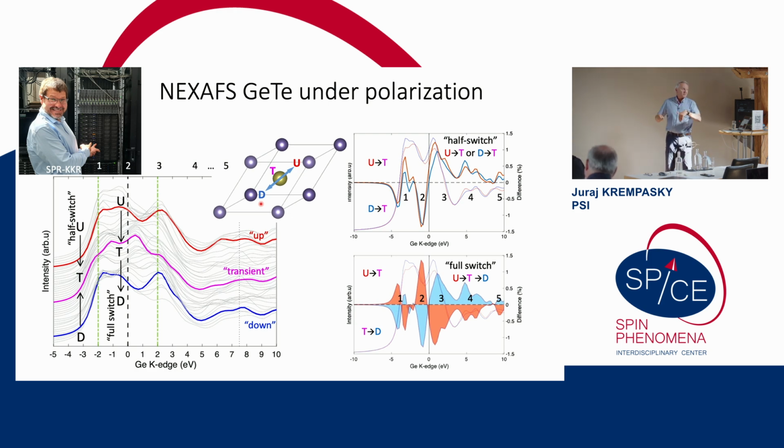And we can now consider simple difference spectra, like shown here. What happens under a half switch, like when I go from up to transient or from down to transient? This is what we measure. Now we can ask ourselves, what happens if we make a full switch from up through transient to down? This is what we should obtain. All these spectral features, 1, 2, 3, till 5.